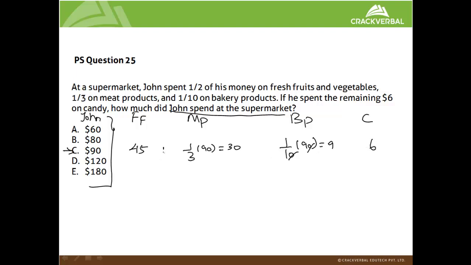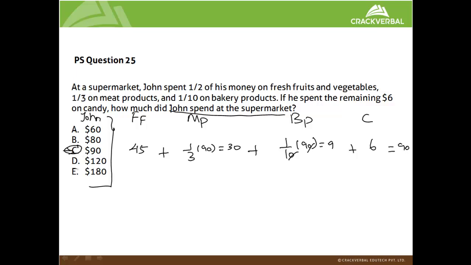So what is the condition here to check? The total of 45 plus 30 plus 9 plus 6 should be equivalent to the 90 itself, because that's the total amount we assumed initially. So 45 plus 30 is 75, 75 plus 9 is 84, 84 plus 6 is 90. So it matches the condition, bingo! The answer choice C that we have assumed, 90, is also coming as the total. So it matches the condition, and the answer has to be C.